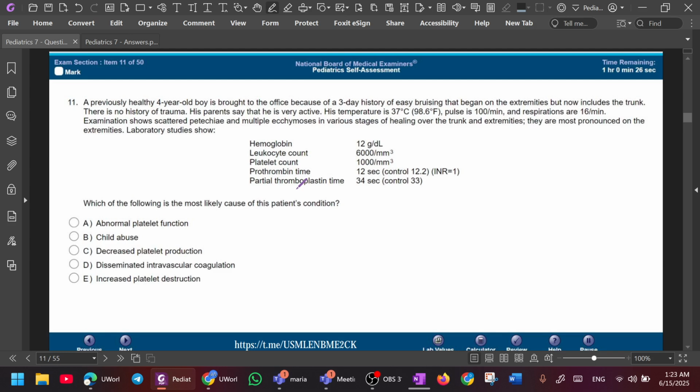His temperature is 37, pulse is 100, respiration 16. Examination shows scattered petechiae and multiple ecchymoses in various stages of healing over the trunk and the extremities. They are more pronounced on the extremities. Lab studies show hemoglobin 12, leukocyte count 6,000, platelet count only 1,000, PT 12, PTT is 34. Which of the following is the most likely cause of this patient's condition?